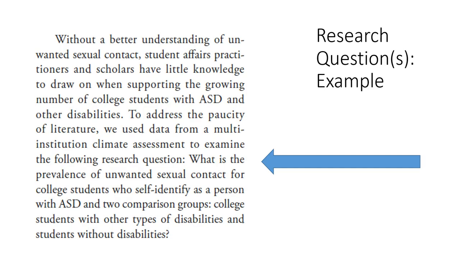Returning back to the prior example I had about autism and unwanted sexual contact, the specific research question that we used in this study is, what is the prevalence of unwanted sexual contact for college students who identify as a person with a disability and 2 comparison groups, college students with other types of disabilities and college students without disabilities?